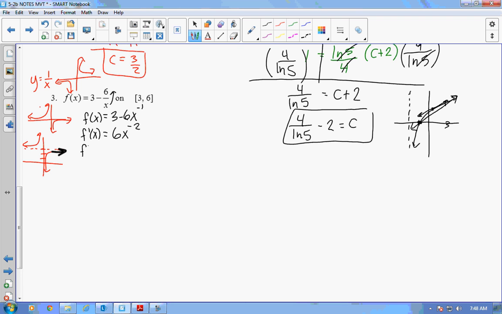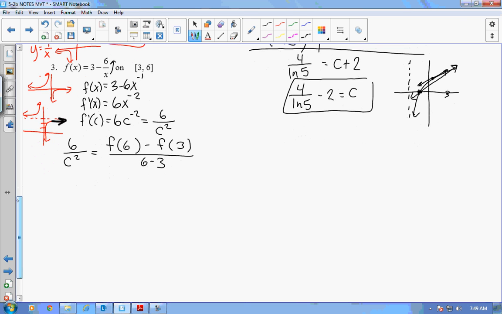Okay, so f prime of c equals 6, c to the negative 2. That might be a little confusing to work with. 6 over c squared is equivalent. Questions there? Okay, so we have 6 over c squared, that's f prime of c, has to equal the rate of change. f of, what's b? 6, minus f of, what's a? 3, all over 6 minus 3. Any questions so far?